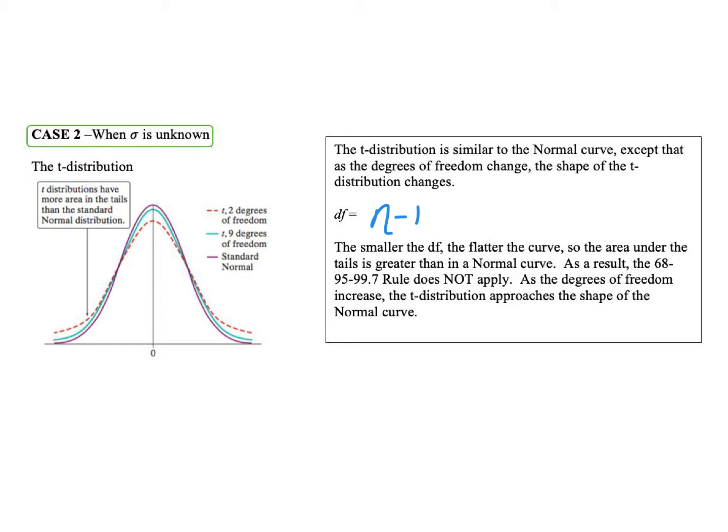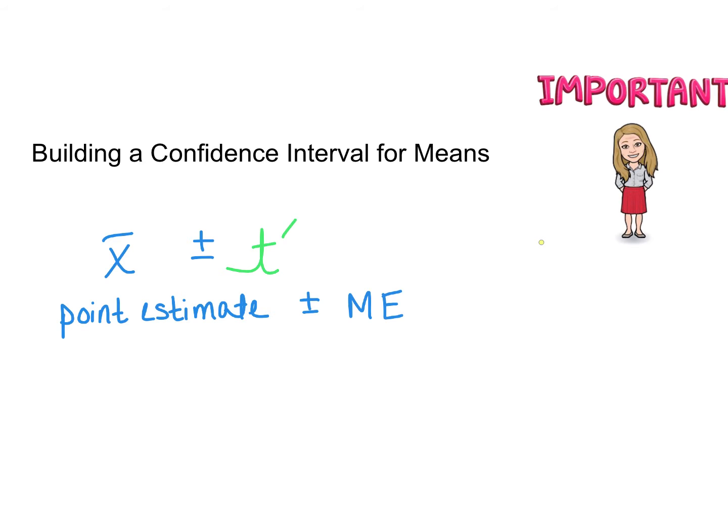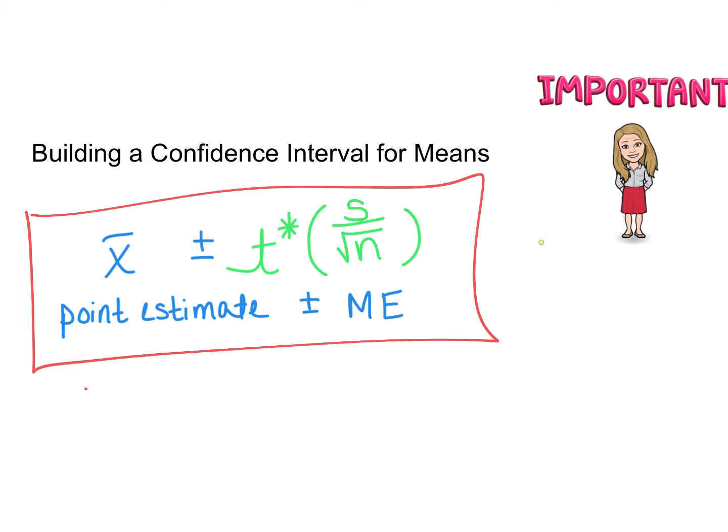So let's now look at some of the key aspects of a confidence interval. When we build a confidence interval for means, we are going to use our point estimate, which will be x bar, plus or minus our margin of error. And our margin of error is going to now use a t star, because we're going to be using the t-distribution, times the standard error of the statistic. This procedure that we're doing is known as a one-sample t-interval for means.